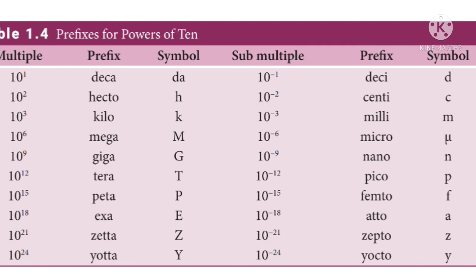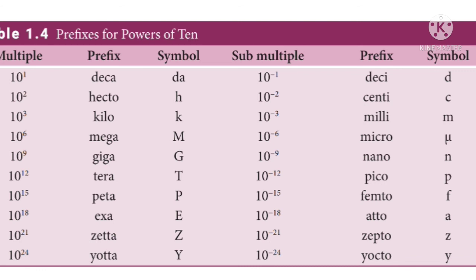10 power minus 12 should be called as pico. The symbol for pico is small p. 10 power minus 15 should be called as femto. The symbol for femto is small f. 10 power minus 18 should be called as atto. The symbol for atto is small a.